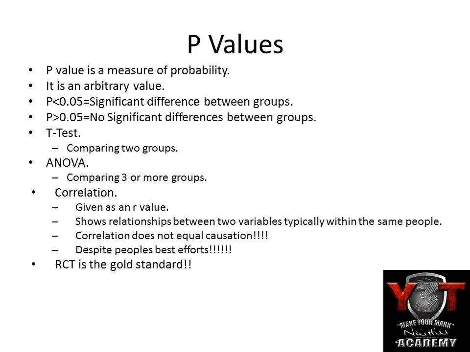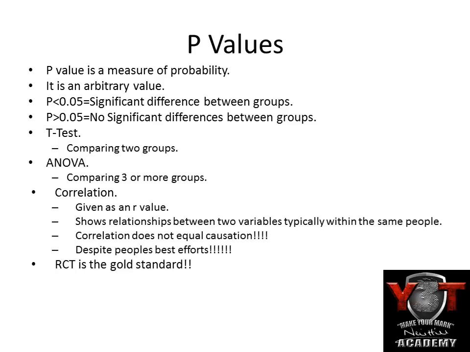And an ANOVA is exactly the same, where you typically compare 3 or more groups. An ANOVA would typically be done between different groups. You wouldn't really expose people to 3 separate conditions. Well, you can do that, but it's very, very rare that you will see it.